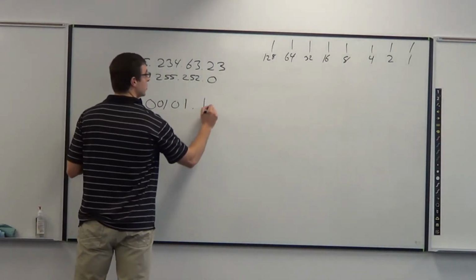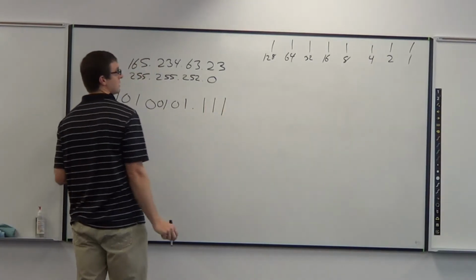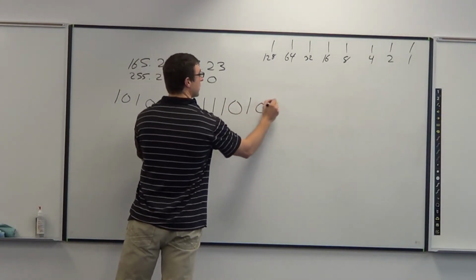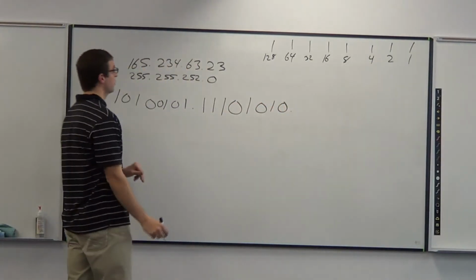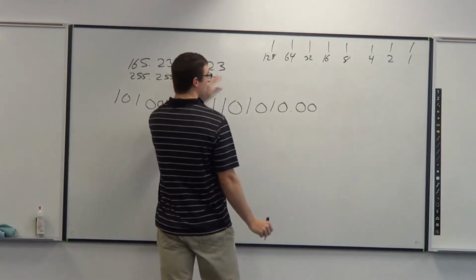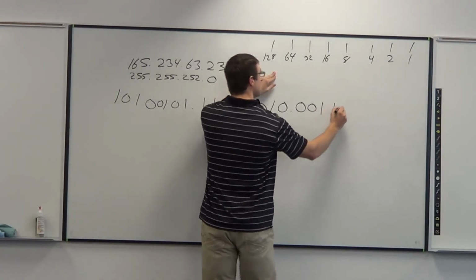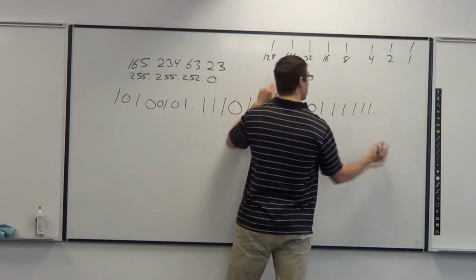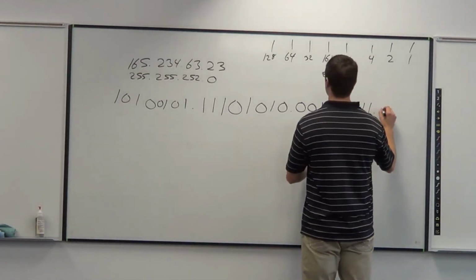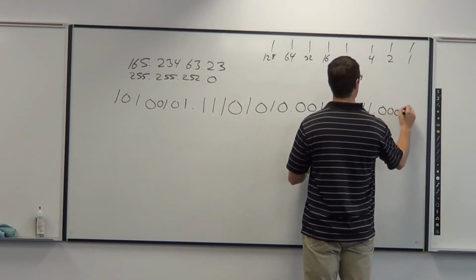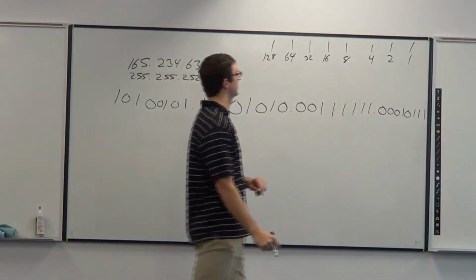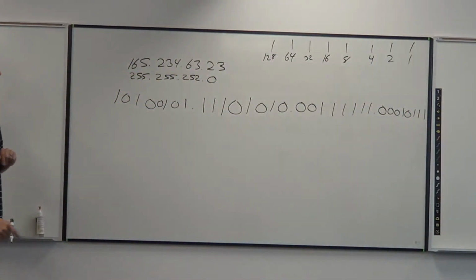234. I need the 128 and the 64 and the 32, which is 224. I don't need the 16. I need the 8 and the 2. That is my 234. 63. I don't need the 128 or the 64, but I need the 32, the 16, the 8, the 4, the 2, and the 1. And of course, I'm running out of space here. And 23 is the 16, the 4, the 2, and the 1, right? Okay, so that's my IP address.